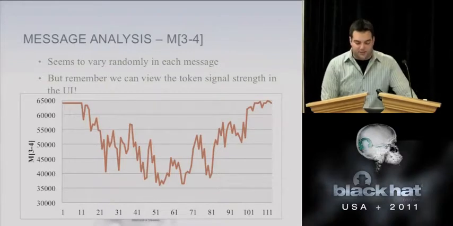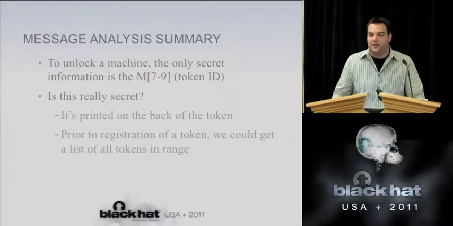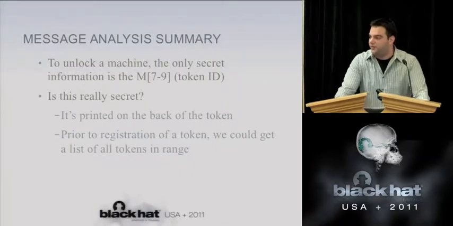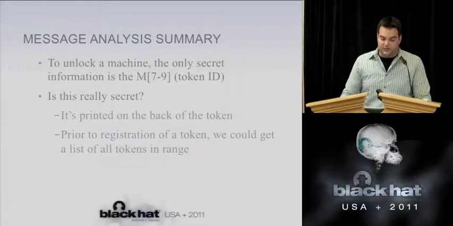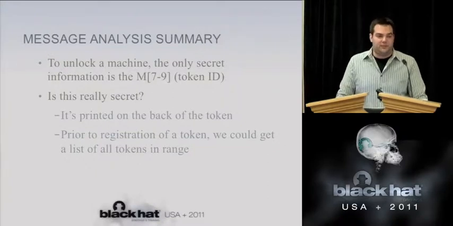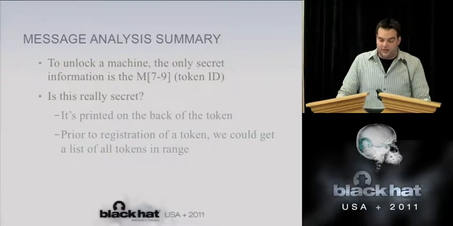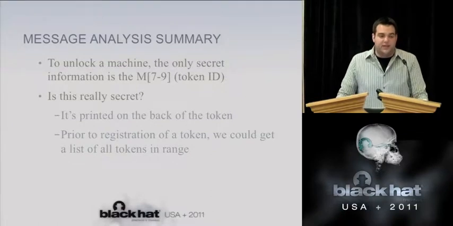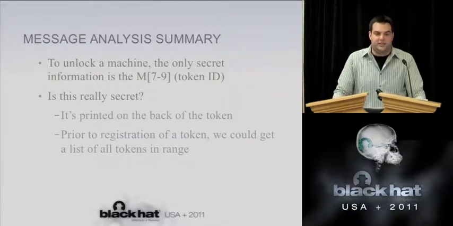So now there are no more bytes left in these packets. There's really nothing else here. We're in the exact same situation we were in before. Sure, we have a generic receiver, but these tokens are just being sent, and that's all that's really being done to unlock the host. We know bytes 7 through 9 are the token ID, and this is now our new secret: the serial identifier printed on the back of the token.